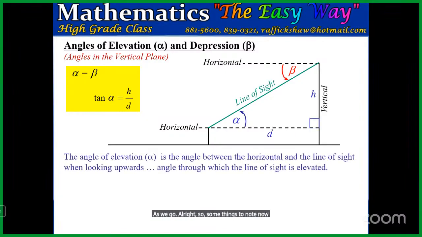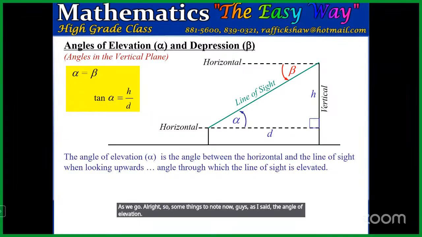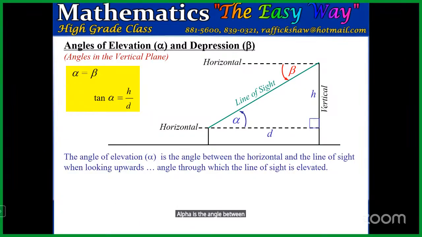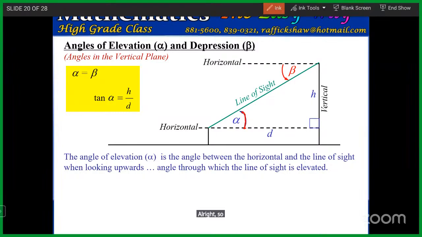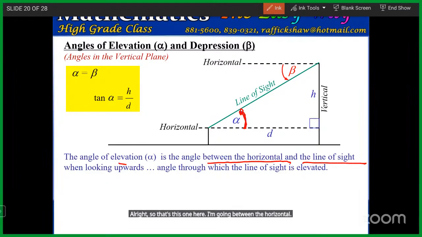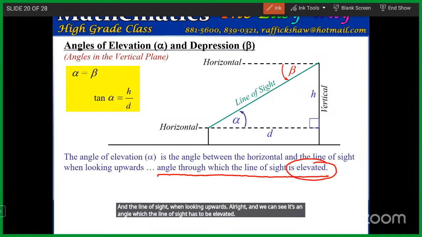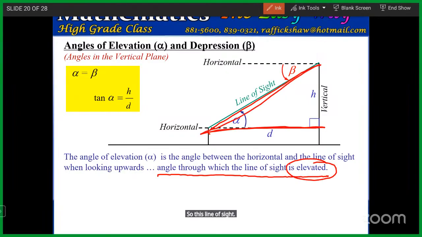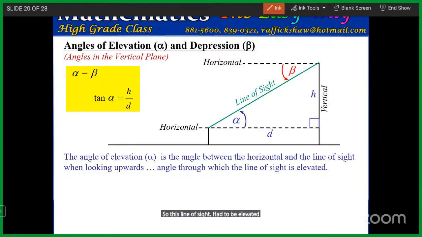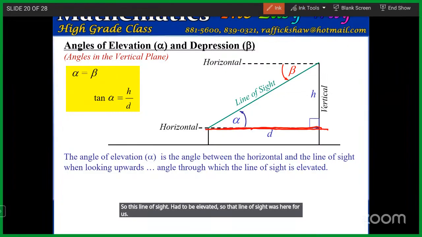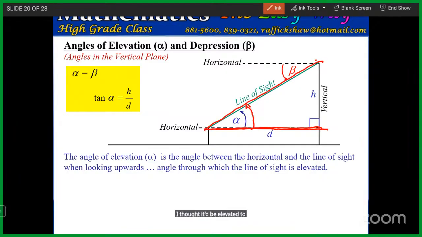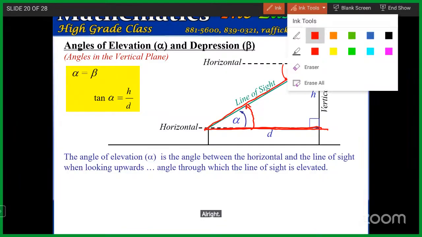As I said, the angle of elevation, alpha, is the angle between the horizontal and the line of sight when looking upwards. So that's this one here. We can say it's the angle through which the line of sight has to be elevated. So the line of sight was here first. It had to be elevated through this angle in order to look up there. So that's the angle of elevation.